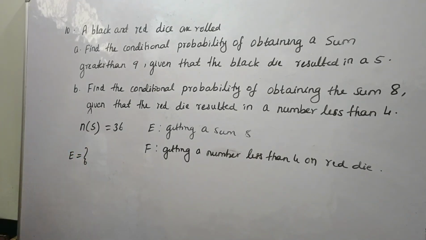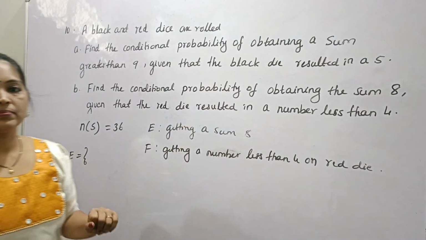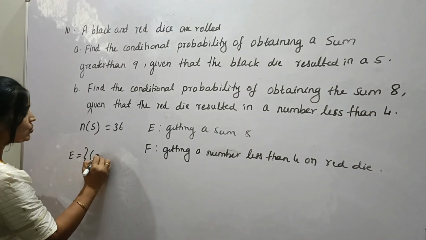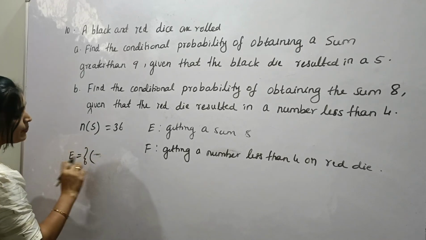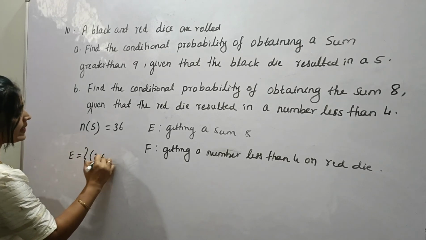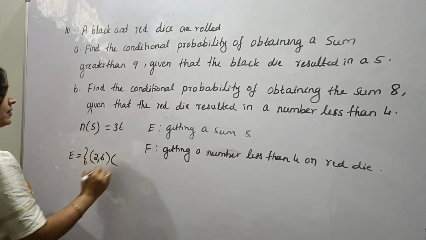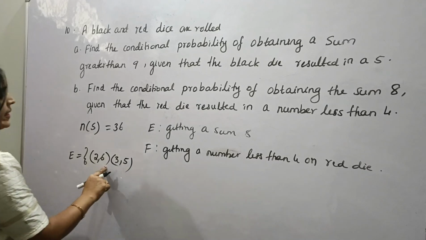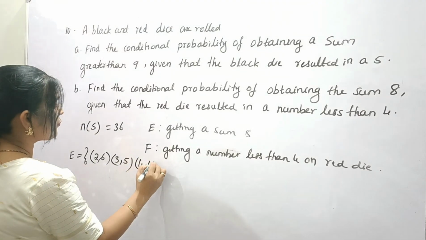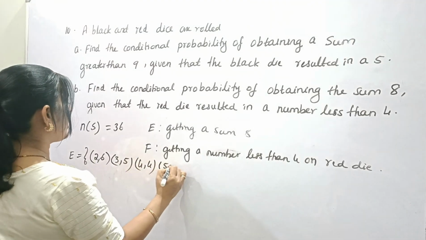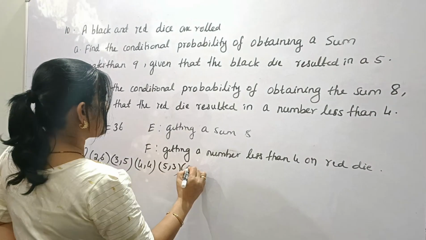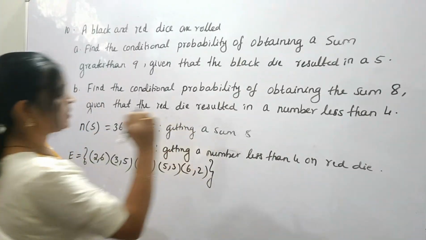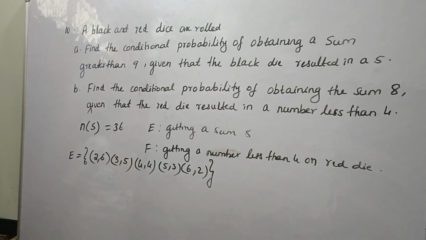Possible outcomes of E, getting a sum 8, start from 2. 1 is impossible. So 2, 6; 3, 5; 4, 4; 5, 3; then 6, 2. That's all, right? So these are the elements of event E.